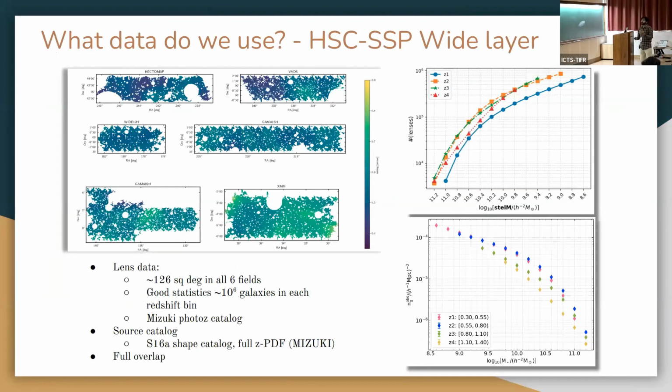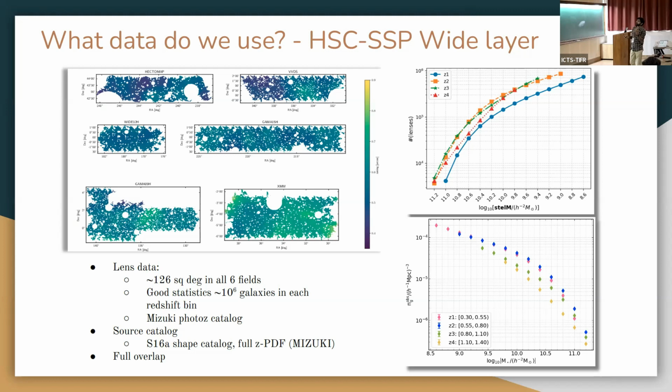So what kind of data do we use and how do we measure it? That is one thing I want to quickly tell you. In HSC, we use the wide layer galaxies, where the number of galaxies is pretty high. I'll be talking about two redshift bins, Z1 and Z2. Z1 is 0.3 to 0.55, and Z2 is 0.5 to 0.80.